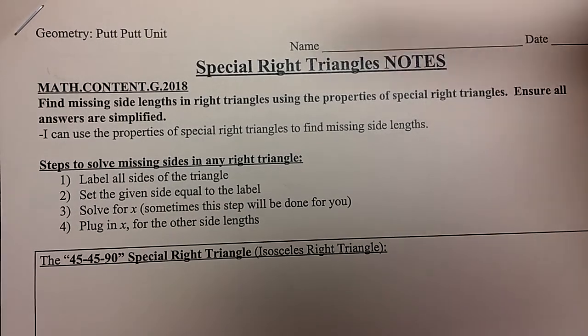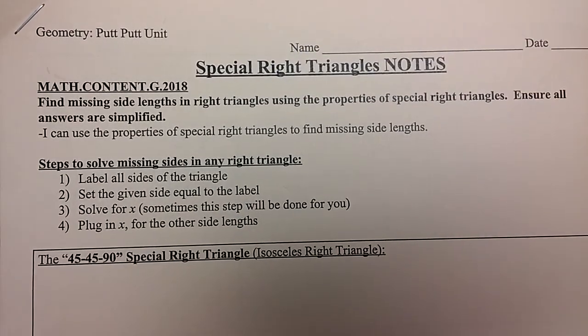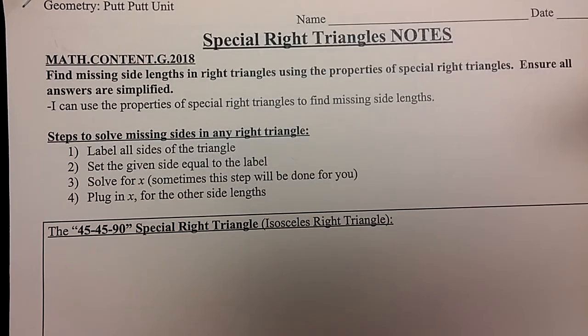In this video, we're going to learn about special right triangles. Today, we're going to focus solely on the 45, 45, 90 special right triangles. In special right triangles, you're going to be given one side of a triangle, and you're going to have to find the other two sides. We're not going to use trig like we did in the past. We're going to use these properties of special right triangles.